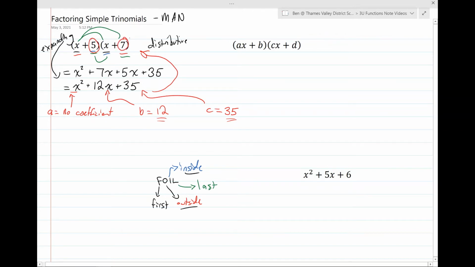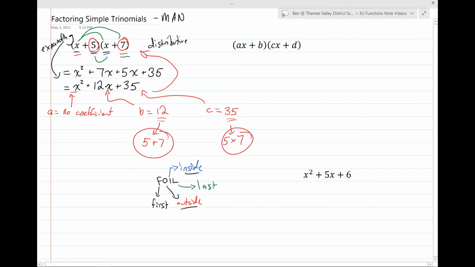Now, if I lay it out like this, hopefully it's relatively easy to see. I get this 12. This 12 is 5 plus 7. Nice and easy. Whereas the 35 is 5 times 7.